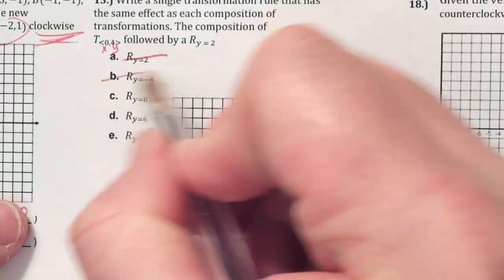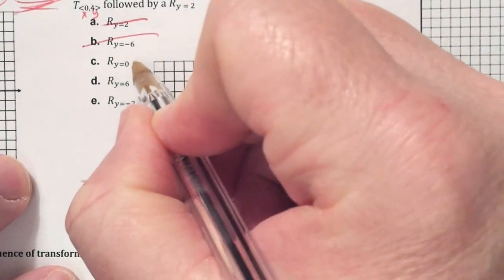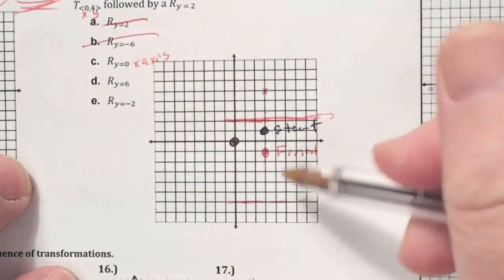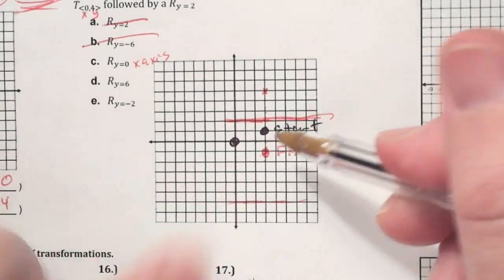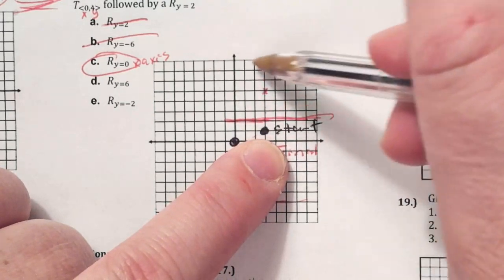So that doesn't work. Okay, y = 0. That's really this line, another name for the x-axis. So reflect over the x-axis. Yeah, that's the one. And just so we can solidify this, y = 6.